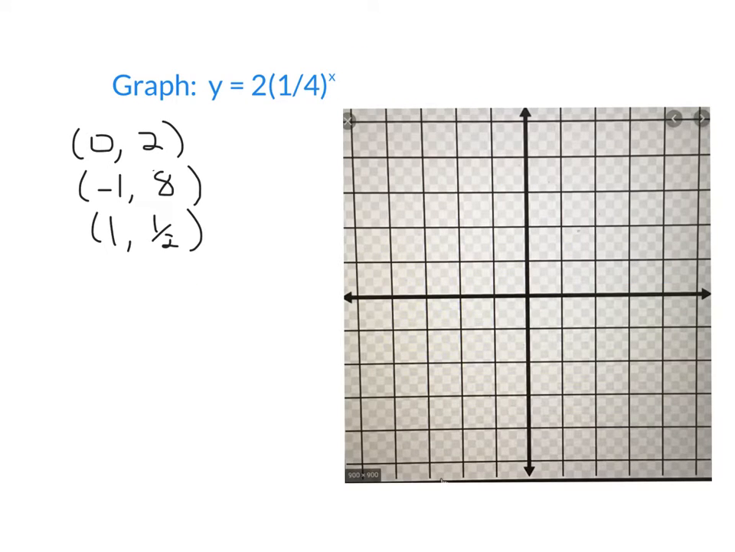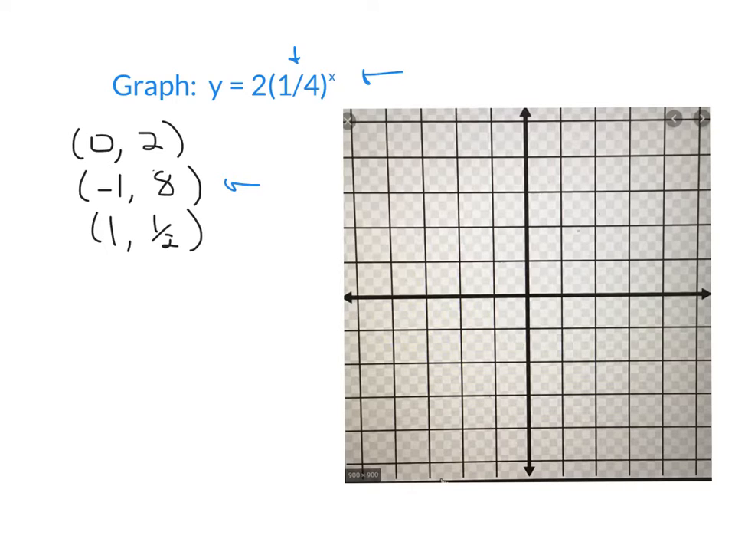Let's try another one here. Y equals 2 times 1/4 to the x power. Again, it's decay because that's a fraction. The fraction is being raised to the exponent x. I plugged in 3 points here. I plugged in 0 because it's the easy one. Anything to the 0 power is 1, so it's 2 times 1 is 2. I plugged in negative 1 because that flips the 1/4 and makes it 4, so 2 times 4 is 8.